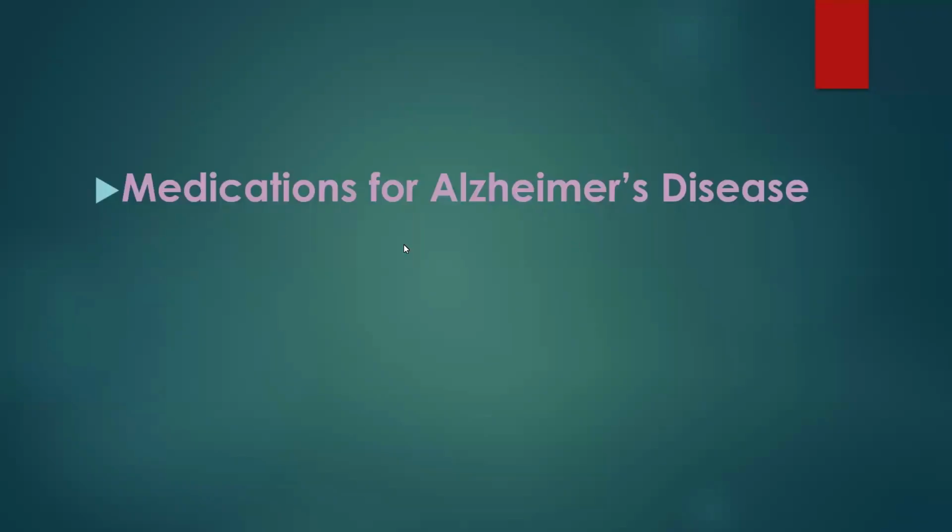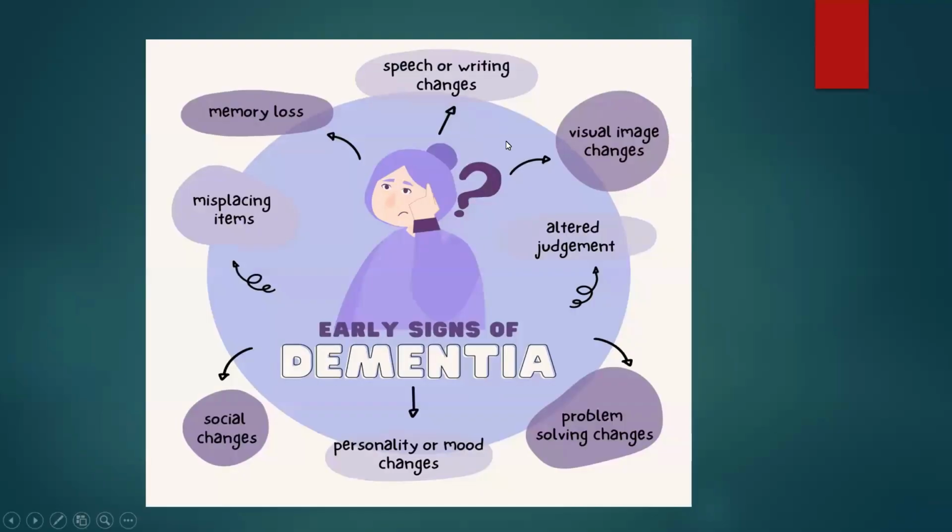Okay, before you can understand how medications for Alzheimer's disease work, you have to understand what Alzheimer's disease is. Okay. Now look at this one. I brought a picture here for you to understand what is going on in people like this.